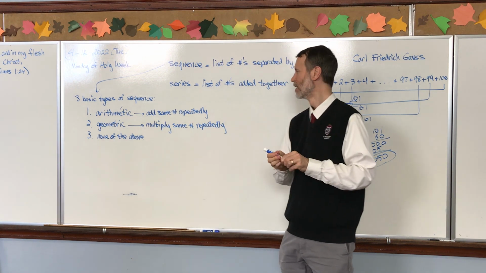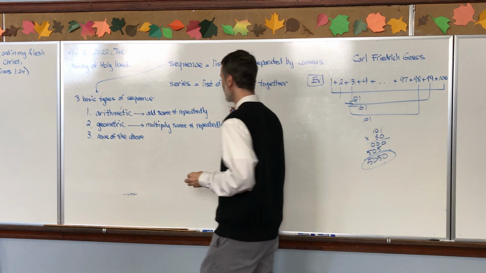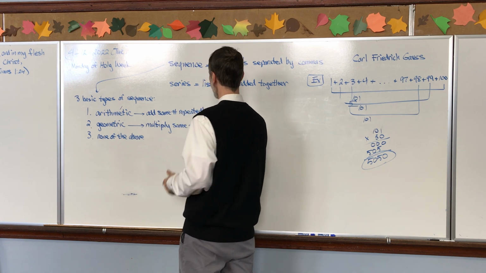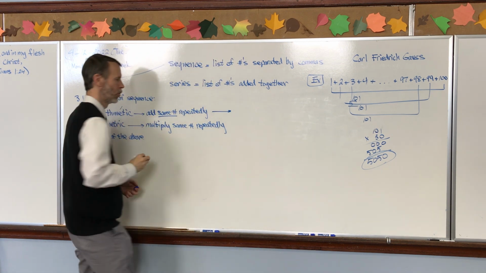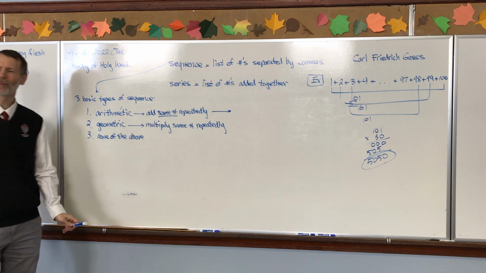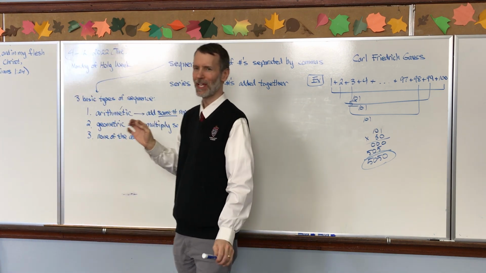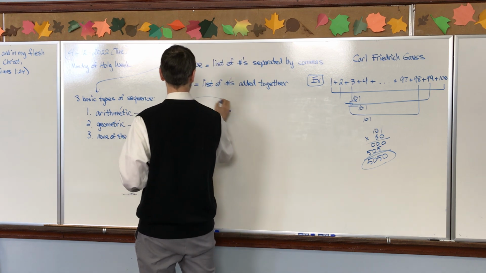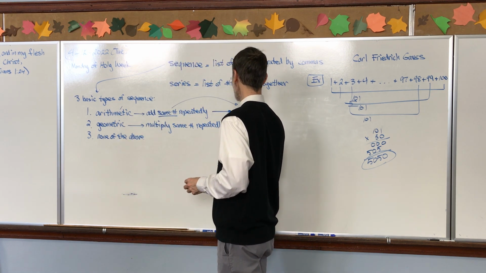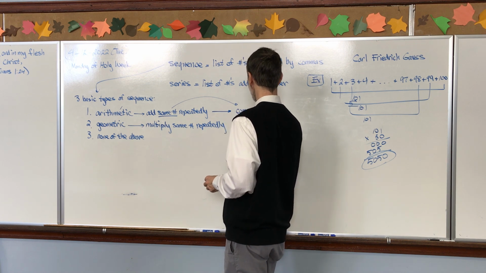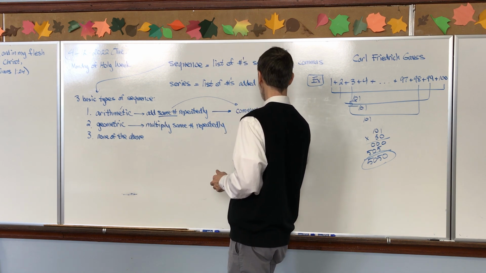Now, for an arithmetic sequence, when you add the same number over and over and over, they have a special name for the number you use. That same number that you actually add over and over again is called the common difference. I'll explain in a second.